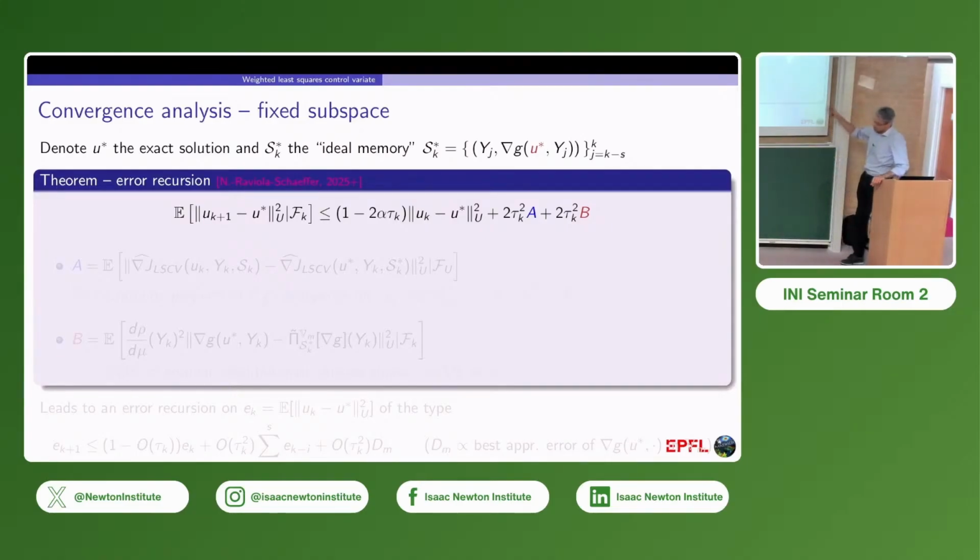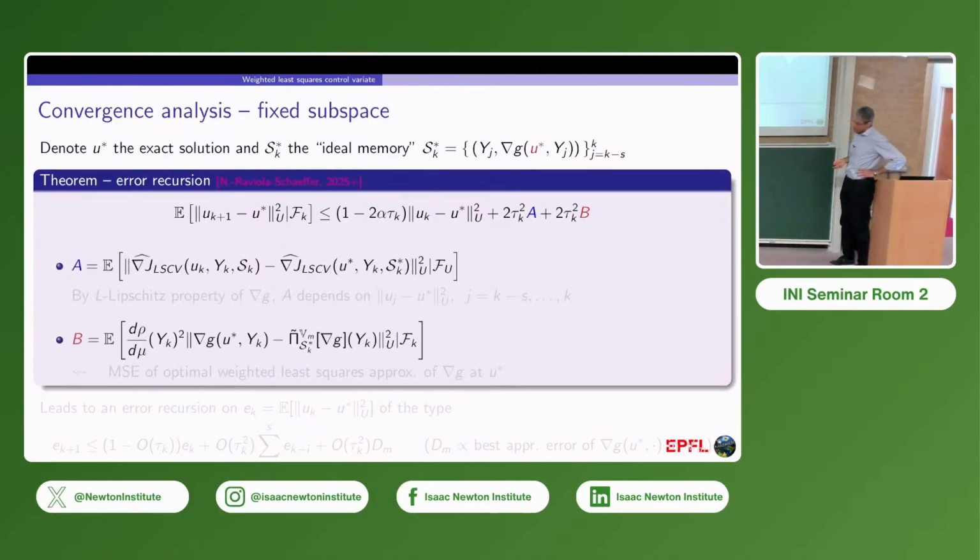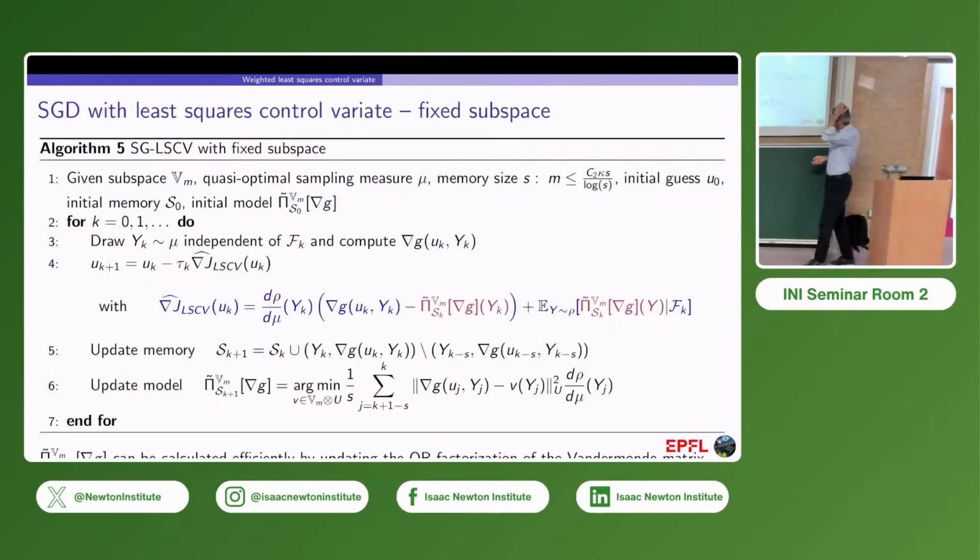Of course, so this was more a first step toward the next result. But if you fix the subspace, this means that this control variate asymptotically will not converge to the full gradient, because it will always be a projection on a fixed subspace. So you will never achieve in the limit 0 variance.